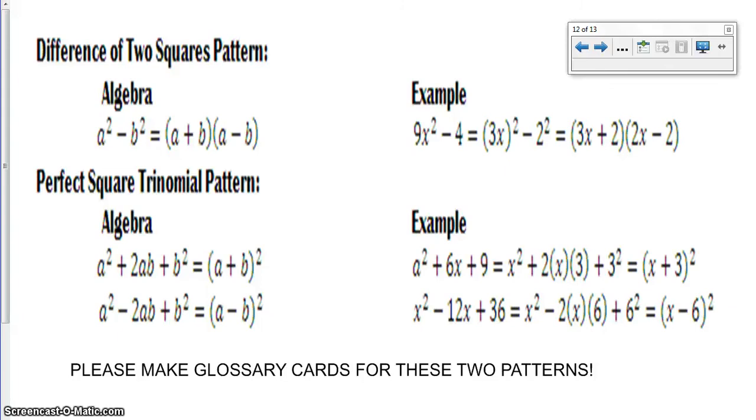The perfect square trinomial pattern is in a pattern of 1, 2, 3. a squared plus 2ab plus b squared. The factors are a plus b squared. a squared minus 2ab plus b squared equals the difference of the roots squared. And here's examples. Make sure you have this card. We'll go into more detail on this one in class.